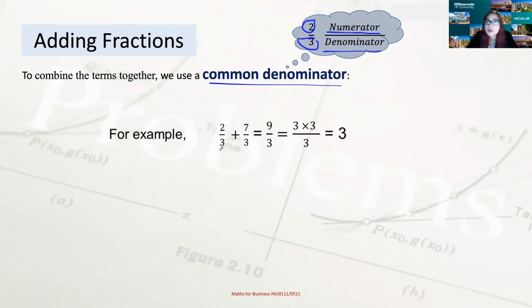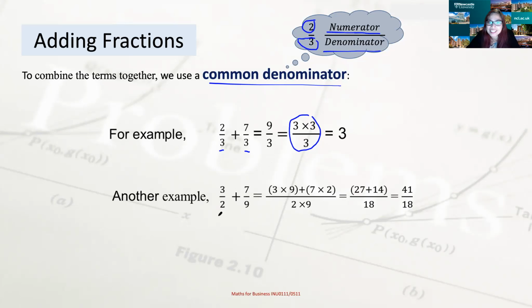What did you do here? Because the denominators are common, you don't have to do much. You can easily add it, so you get 9, and 9 divided by 3 is 3. But here I'm trying to show you what if the denominator is not common. Let's take an example for that. Look at that, 2 and 9, the denominator is not common.